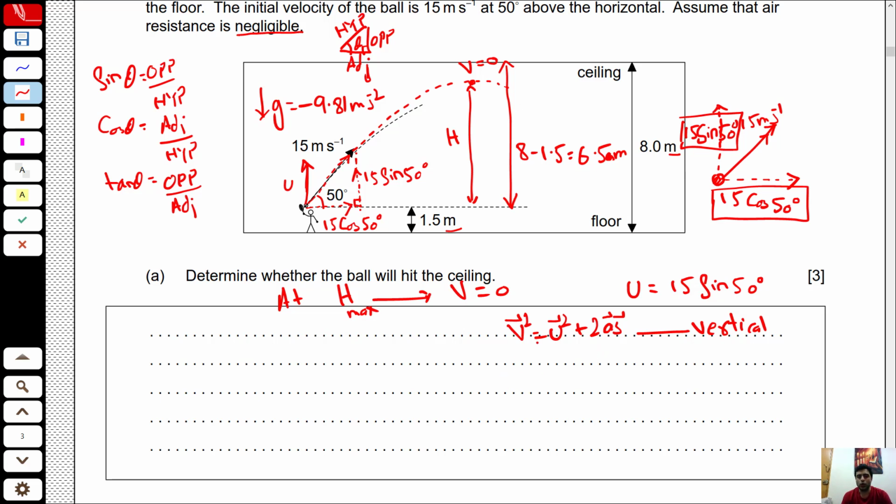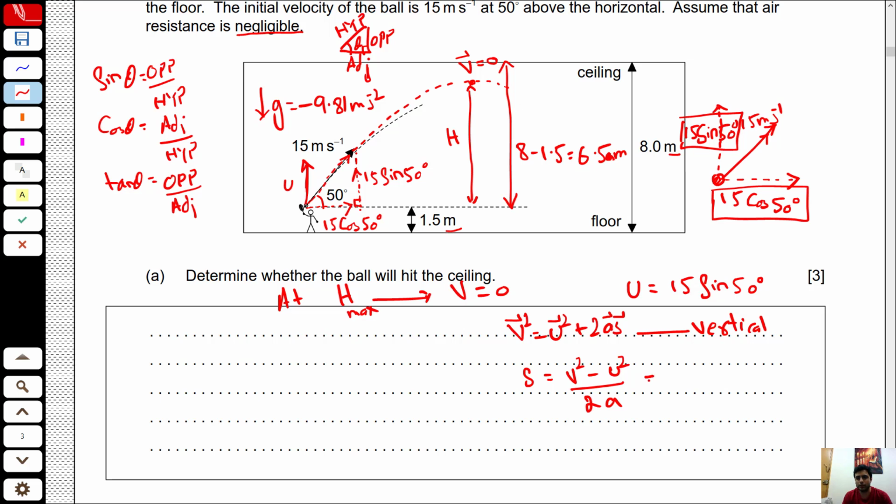Now, from our situation, we know the final vertical velocity will be 0. Before inputting any values, what do we want? We want s, the maximum height traveled. So make s the subject. Move the u squared to the other side, so it becomes v squared minus u squared, and then divide by 2a.